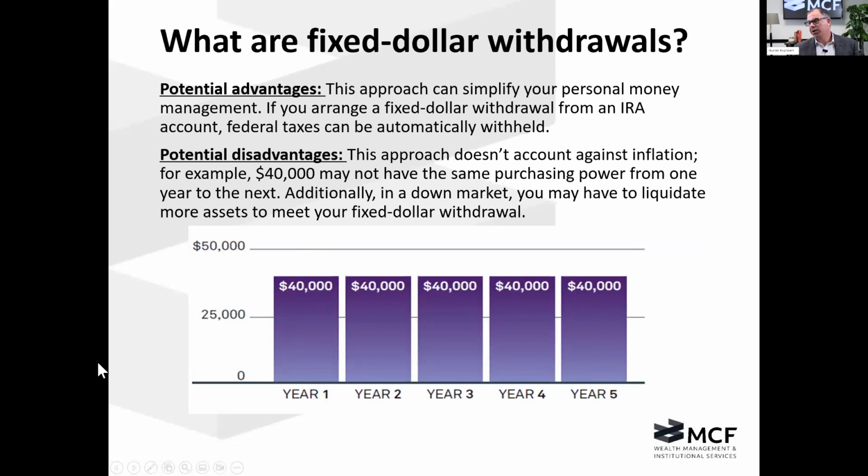Additionally, in a down market, you might have to liquidate more money because of the fixed dollar amount. But again, that goes more to having appropriate risk for our investments, not necessarily the withdrawal strategy itself. And you can see how these things are intertwined now. We want to limit the fluctuation as much as possible. I'll give you the way I do it at the very end.